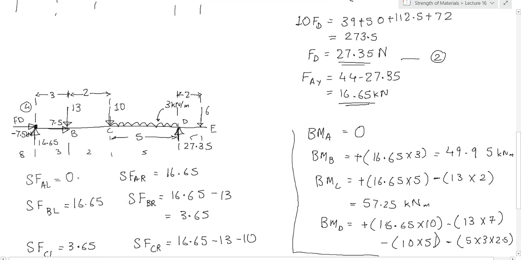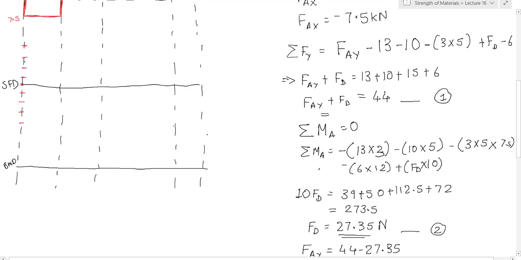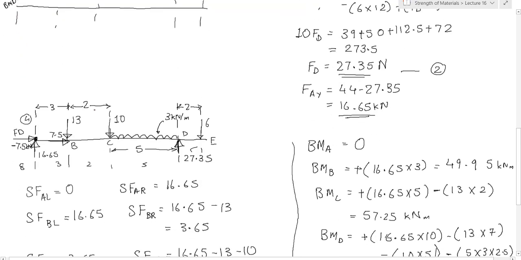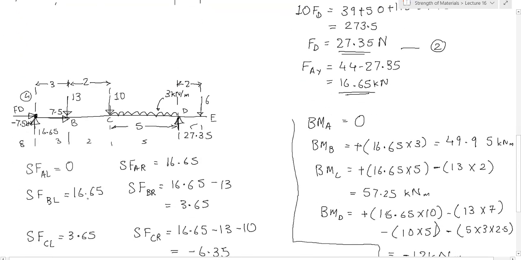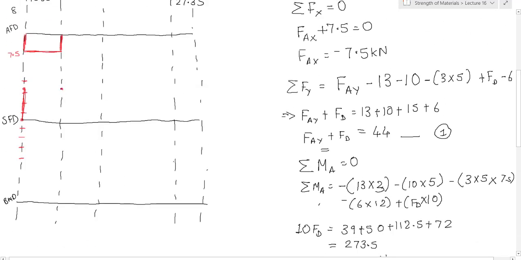So at A, what is happening? It is going from 0 to 16.65. So from 0 to 5, 10, 15, somewhere over here, right? This is the shear force at A. Similarly, we have to calculate the shear force at B. It is from 16.65 to 3.65. This is the shear force at B.